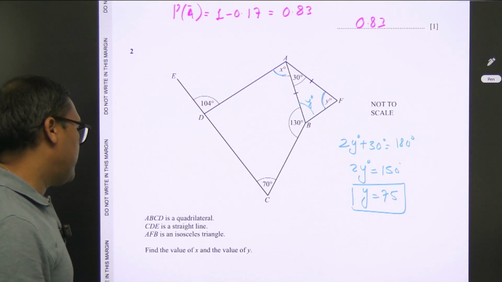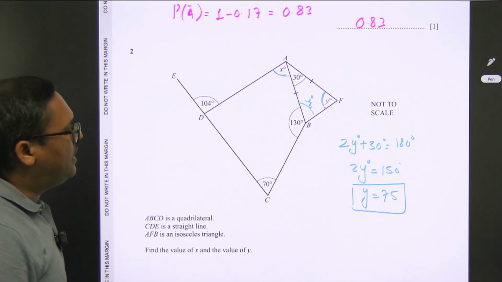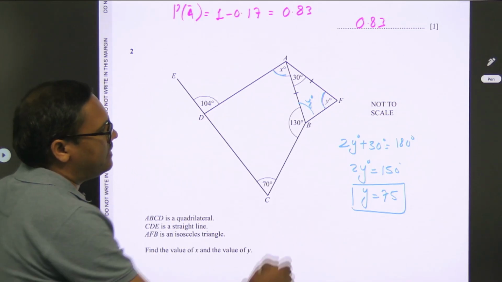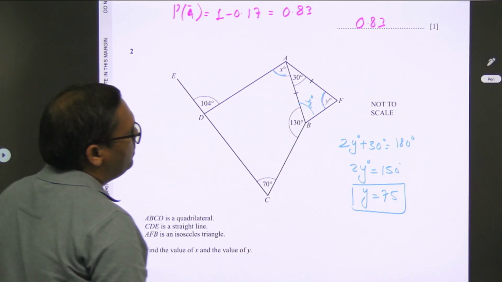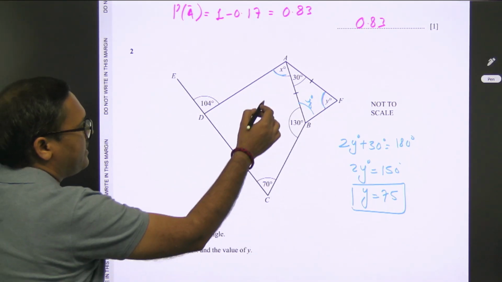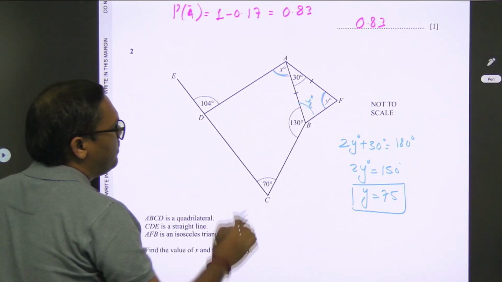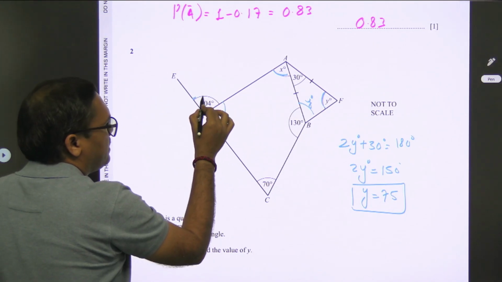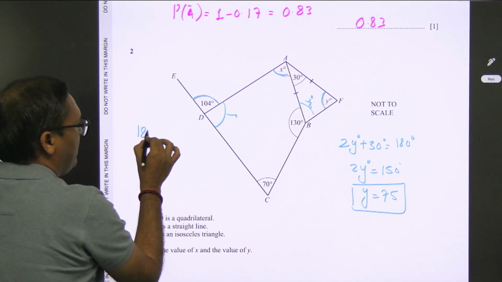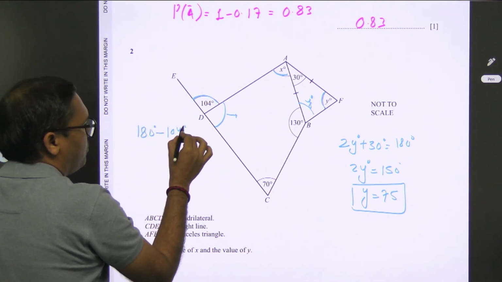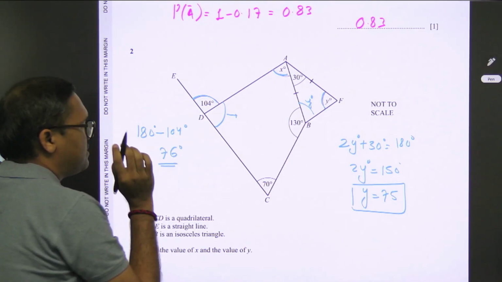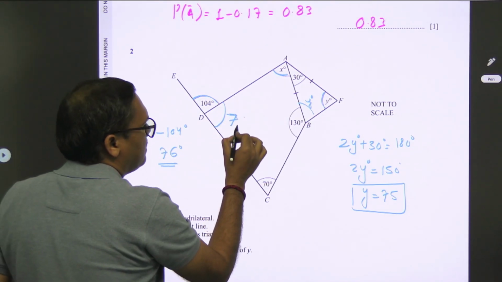Now the next part. We have got this angle, that is 75. Now you have to find angle x also. This angle is remaining. You can see here, this angle is 104. What is this angle? Because this is a straight line, this is 180 minus 104 degrees, which is 76 degrees. So this angle is 76 degrees.